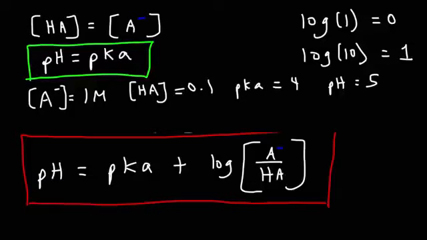Whenever the ratio between acid to base or base to acid differs, whenever you have a 1 to 10 ratio, the pH is going to be 1 unit away from the pKa. If you have more of the acid, it's going to be 1 unit lower than the pKa. If you have more of the base, it's 1 unit higher.